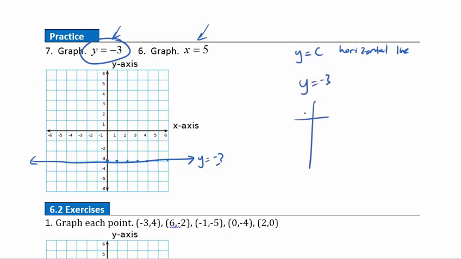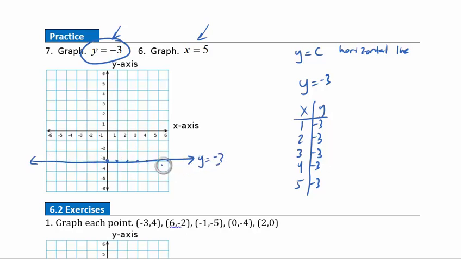So if I came over here and made my t-table x and y, I can put any numbers I want on my x side. I could put like 1, 2, 3, 4, and 5 for my x side, but y is going to be -3 every time. And you'll notice that's what I've gotten here. If I go over 1, down -3, over 2, down -3. Notice I'm still getting all of these points which will make this horizontal line.